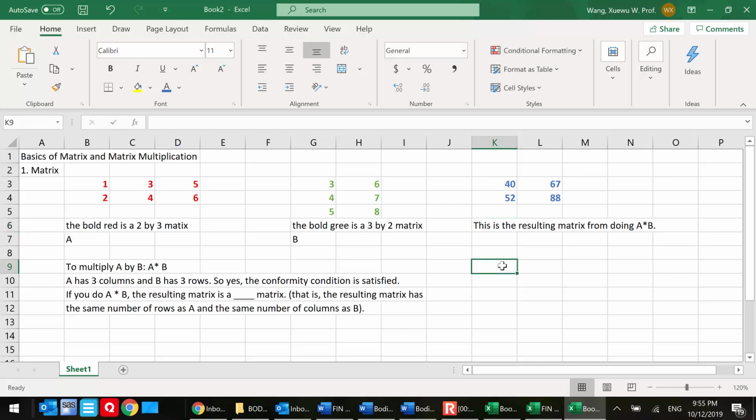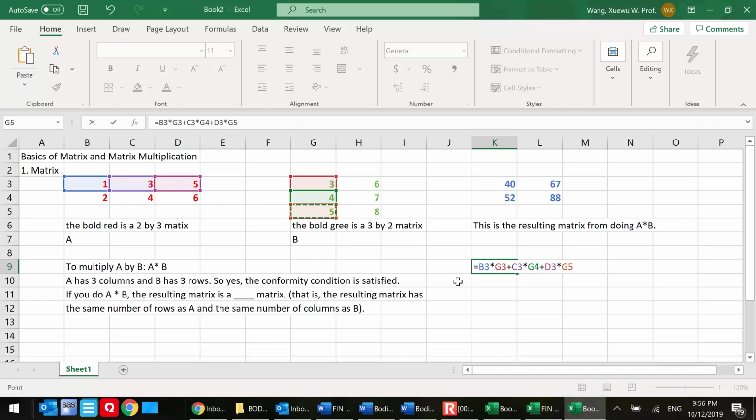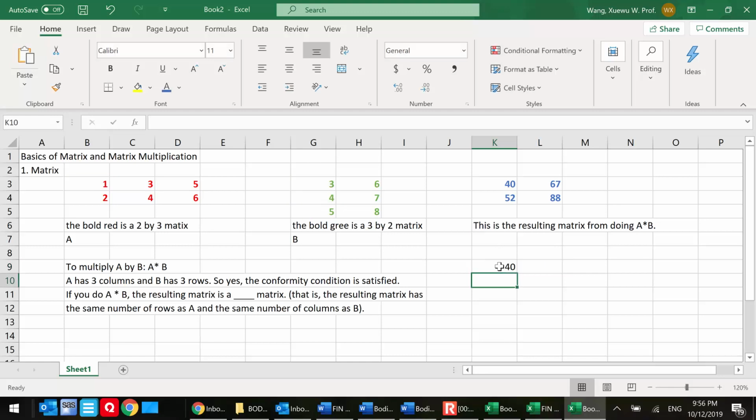Okay. Now, if you want to do this the brute force way, let's replicate this step by step. If I want to do this multiplication by hand instead of using the matrix multiplication function in Excel, then I need to generate four matrix elements. The first one is from the first row and the first column in these two matrices. I'm going to do 1 times the 3 here, plus the 3 times the 4 here, plus the 5 times the 5 here. Yes, that will get you 40.